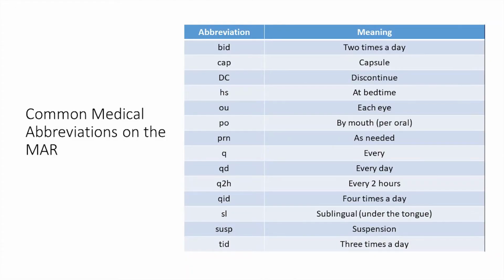Some abbreviations that might be common on medications that you will see: BID means 2 times a day. HS is at bedtime. PO, by mouth or oral. PRN, as needed. And TID means 3 times a day. If you have any other questions, please contact or review these slides.